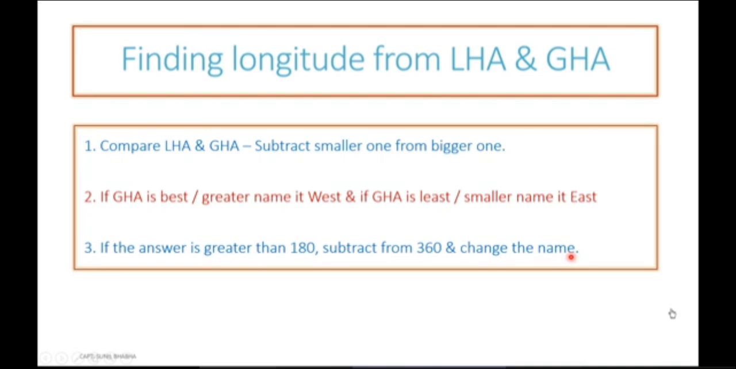So this is the simple procedure. Compare both of them, find their difference, subtract the smaller one from the bigger one. GHA best, longitude west, GHA least, longitude east. If the answer is greater than 180, subtract from 360 and change the name. You have the longitude known to you.